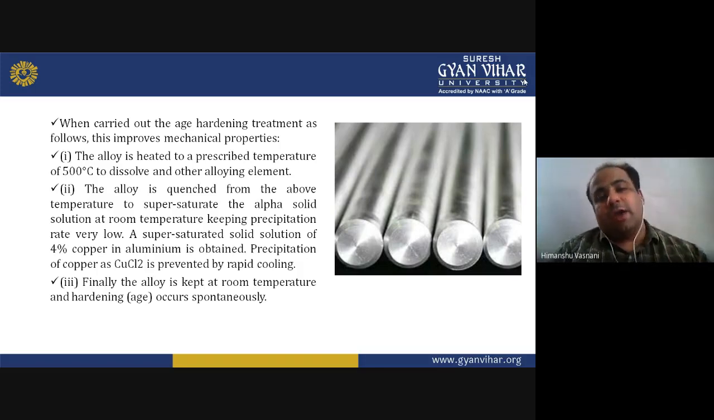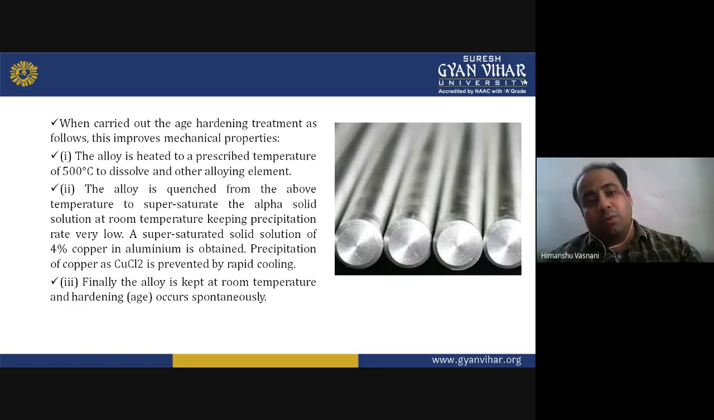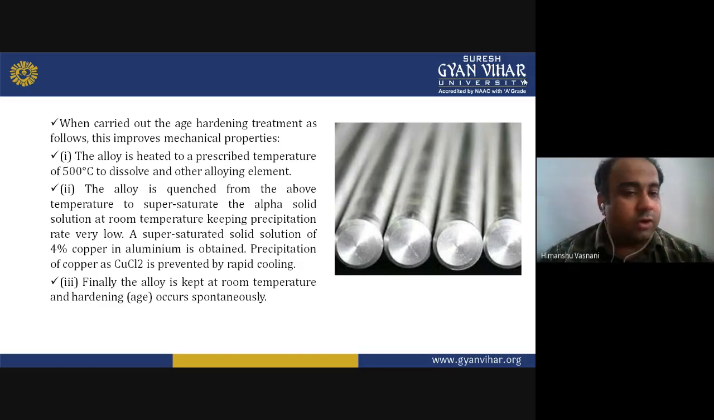The first step is that the alloy is heated to a prescribed temperature of 500 degrees centigrade to dissolve the alloying elements. Then the alloy is quenched from this temperature to supersaturate the alpha solid solution at room temperature, keeping the precipitation rate very low. A supersaturated solid solution of 4% copper in aluminum is obtained. The precipitation of copper as CuAl2 is prevented by rapid cooling.